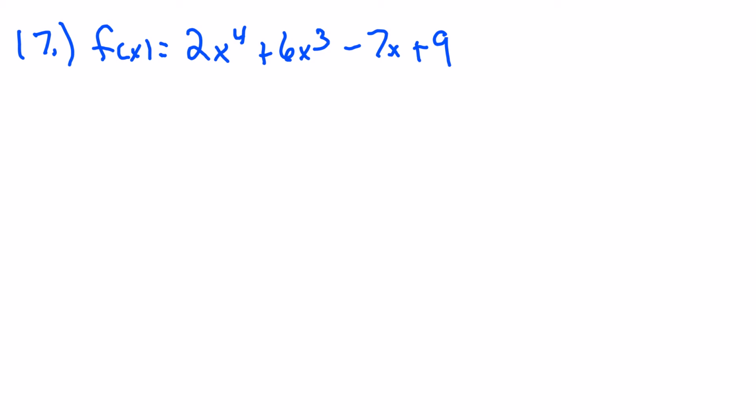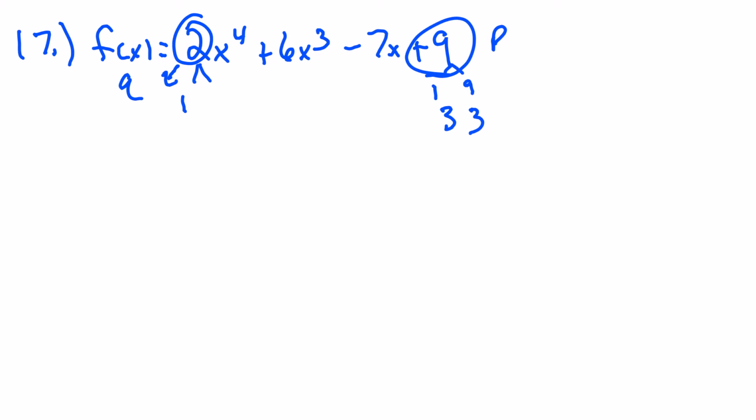Alright, 17. Find my P. I find my Q. How do I get 9? 1 and 9, 3 and 3. Remember, you do not need repeats, so you don't have to do 3 twice. So I put my P over Q's. So I say plus or minus 1, plus or minus 3, plus or minus 9.